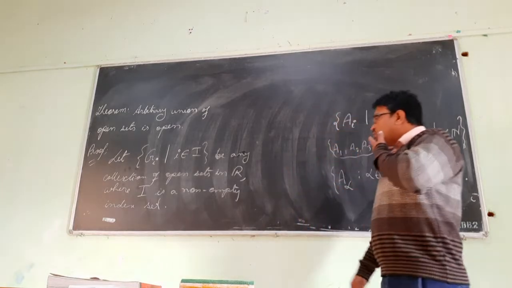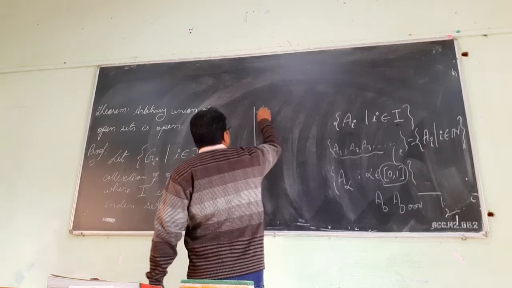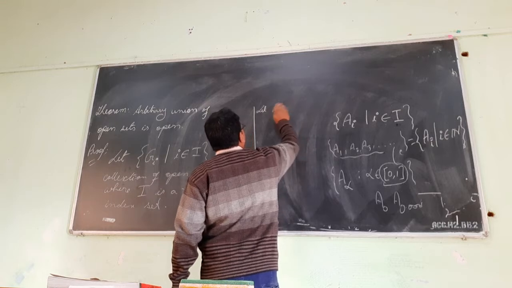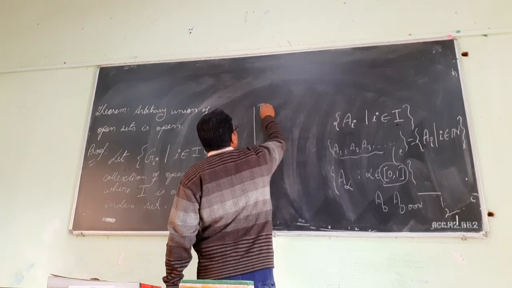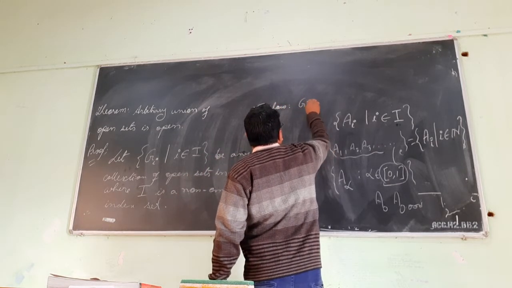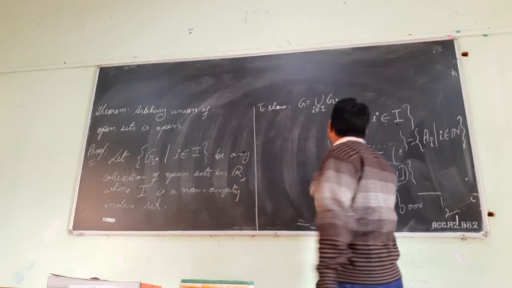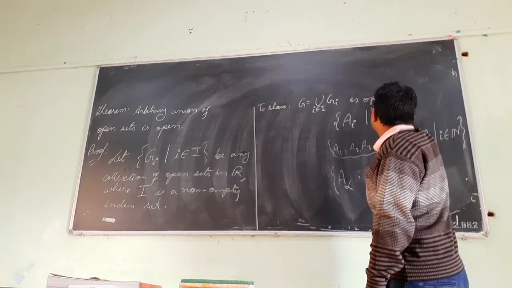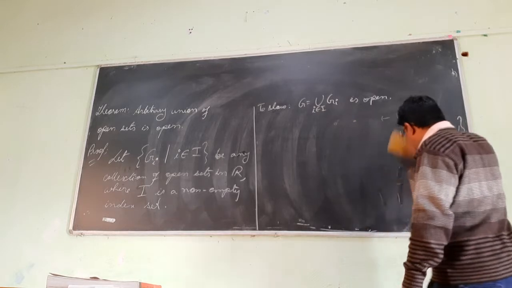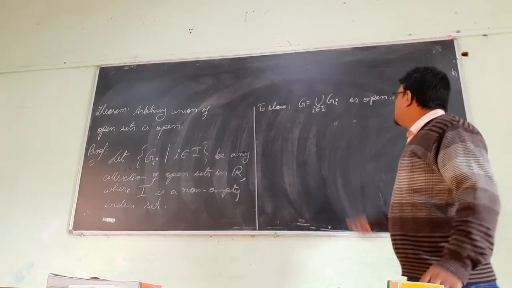Next I have to show that this is open. To show G equal to the union over i belongs to capital I of G_i is open. I have to show that this set is an open set.